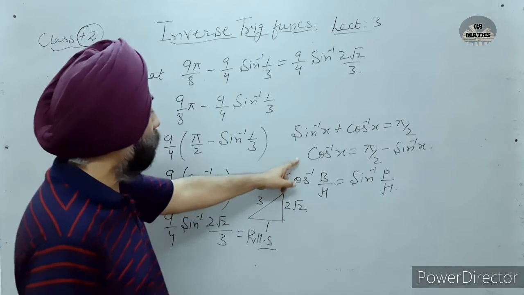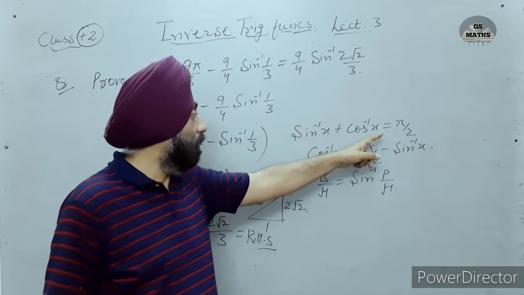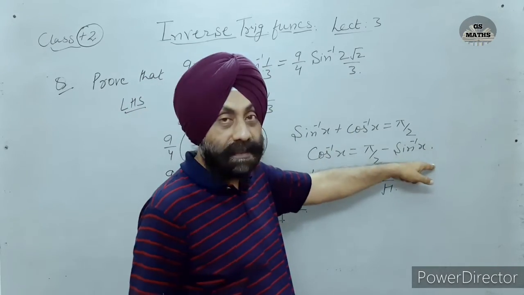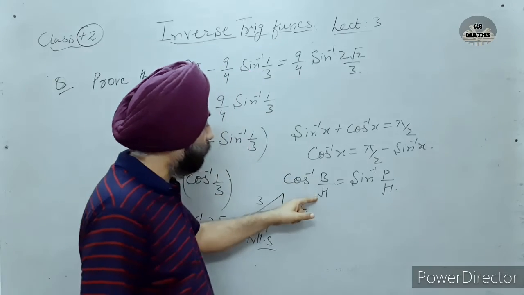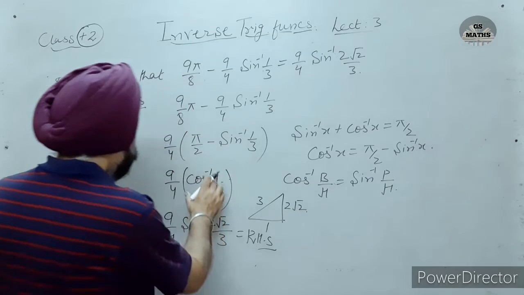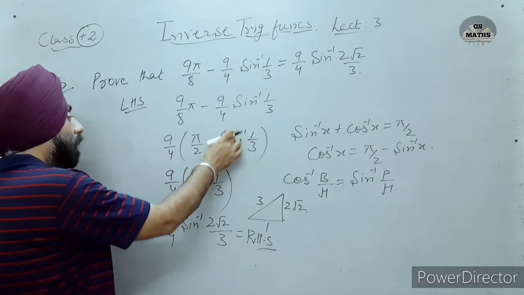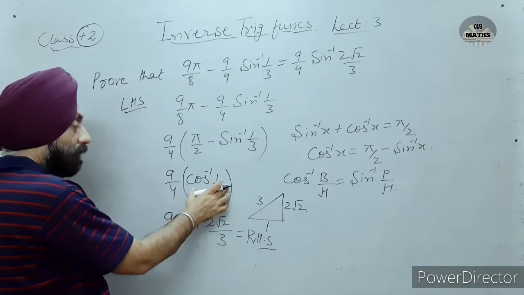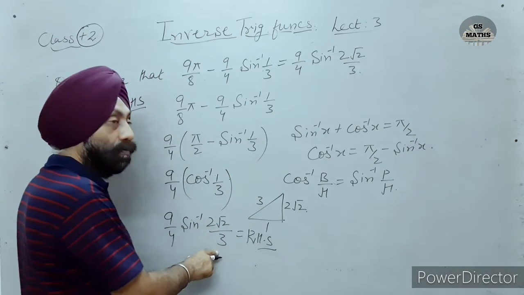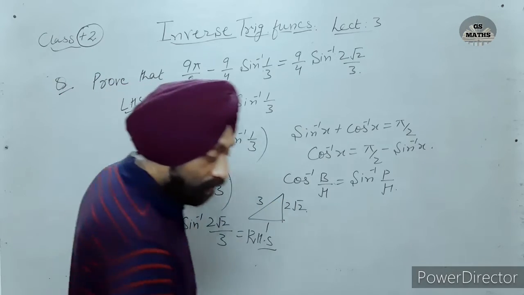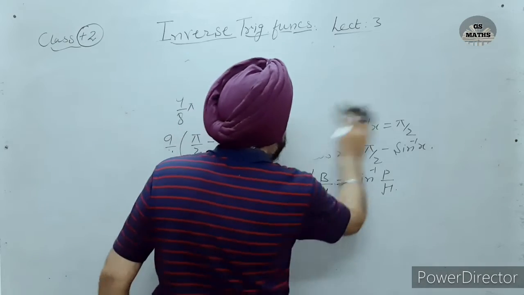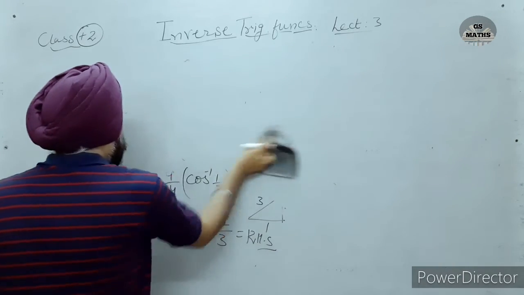I use the property sine inverse x plus cos inverse x is equal to pi by 2, or cos inverse x equals pi by 2 minus sine inverse x. And cos inverse base upon hypotenuse is equal to sine inverse perpendicular over hypotenuse. I have used that over here, that is pi by 2 minus sine inverse 1 by 3 can be written like this. Cos inverse 1 by 3 can be changed into sine inverse 2 under root 2 by 3 by solving this triangle. Hope the concept is clear. Hope the numerical problem is also clear to you. I have used two properties over here.